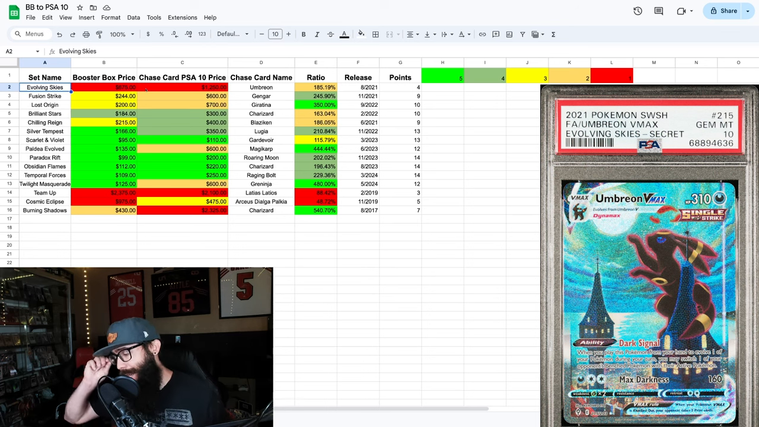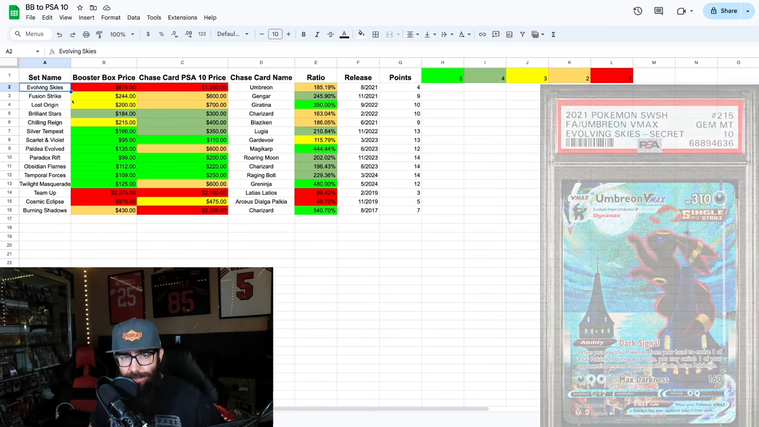Because that can be a problem sometimes when there's no good chase cards. And if you guys want me to do this with the raw prices or with anything else, let me know. But for now, this is what we're doing.